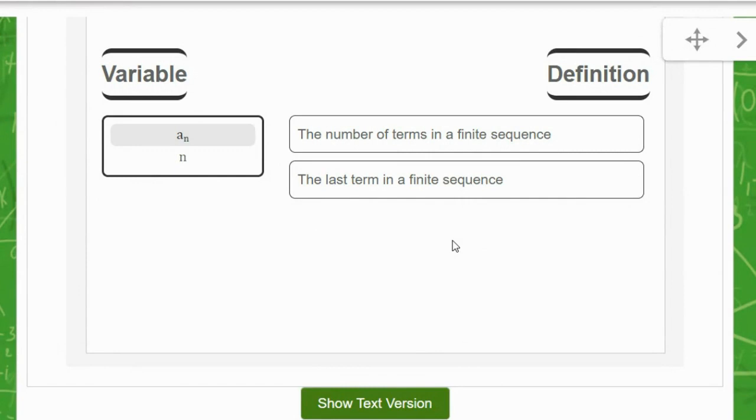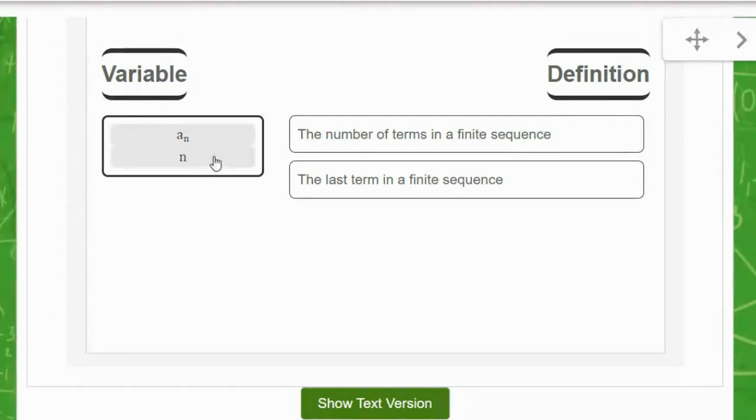So Mary thinks A, but not quite as confidently A this time. We have a question mark A. Is A sub n the number of terms, or is it the last term? All right, we need somebody else to weigh in here. A sub n. Is it going to be A, the number of terms, or B, the last term?